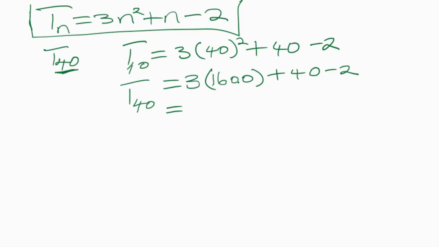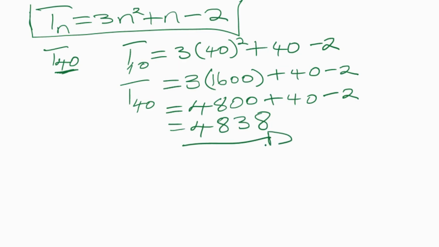Now when you say 3 multiply by 1600, that will give you 4800, right? 4800 plus 40 minus 2. And then when you simplify this, 40 minus 2 will give you 38. So you will have 4838. That becomes your answer, and that becomes your T40. Then you say, therefore, T40 is equal to 4838.